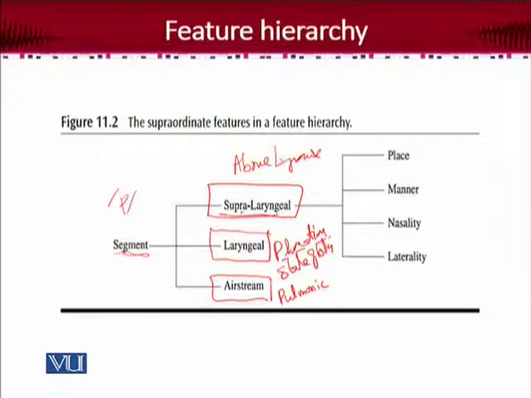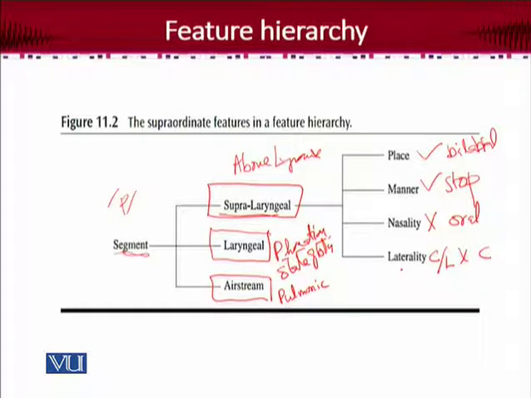And then within supralaryngeal features, we cover place of articulation, and P is bilabial. We know it by now. And then the manner of articulation, so it is a stop, right? And then is it through the nasal cavity or the oral cavity? So it is minus nasal, it is oral, it is not a stop which is produced through the nasal cavity. And then laterality, whether it is a central sound or a lateral sound. So again, it is minus because it is a central sound.